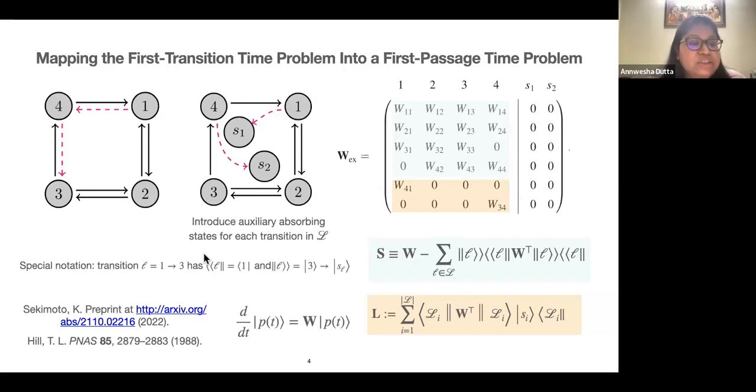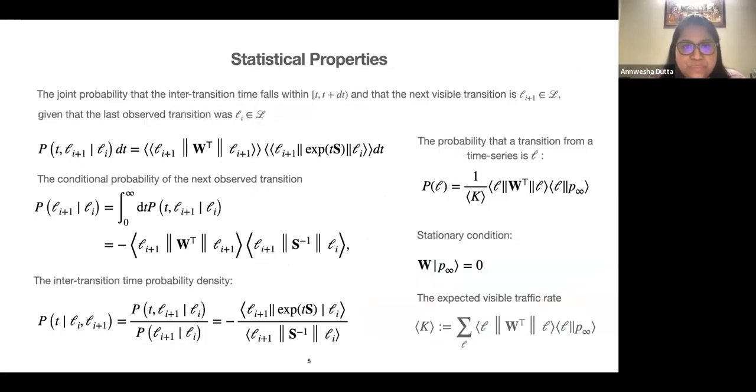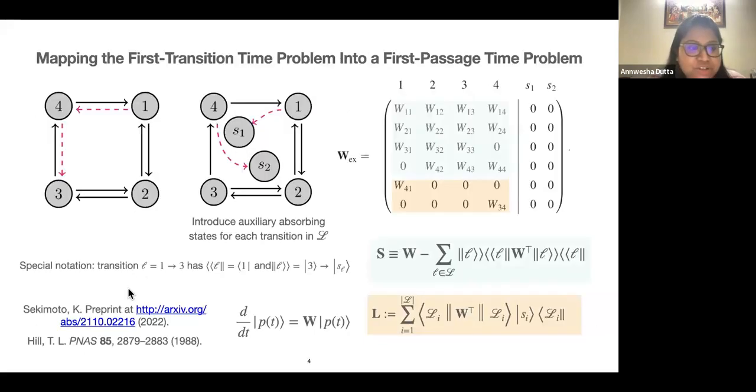This methodology is inspired by a paper by Sekimoto and Hill. And one more thing I would like to mention is that we have a special notation here: if we have, say, transition L equals 1, 2, 3, then this double bra will represent the source of the transition, and the double ket will represent the sink, or rather the target of the transition.